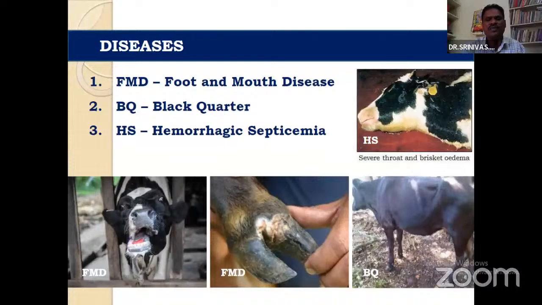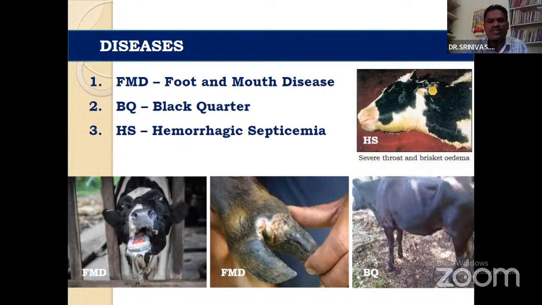Black quarter usually occurs after the rainy season. During the rainy season, all these animals get the infection. So we vaccinate these animals before the rainy season. We use the black quarter vaccine, just vaccinate the animals to prevent this disease.